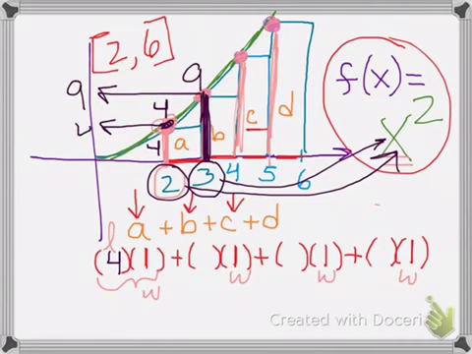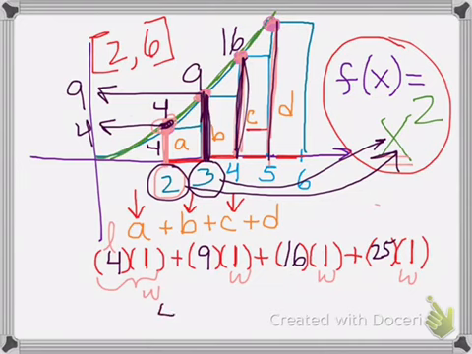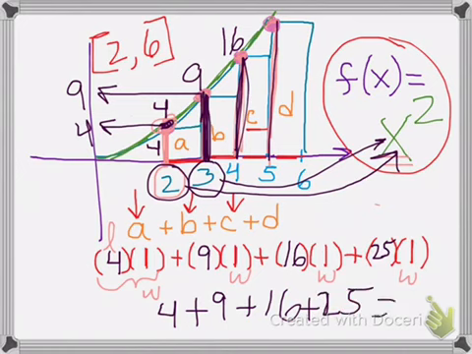This is at 4. So the y value is also the height of the rectangle, or the length of the rectangle. So this is 9. This right here is 4 squared, which is 16. And the last one is 5 squared, which is 25. So the area under the curve between 2 and 6 is 4 plus 9 plus 16 plus 25. That's the overall answer. And once again, it's just an estimation.